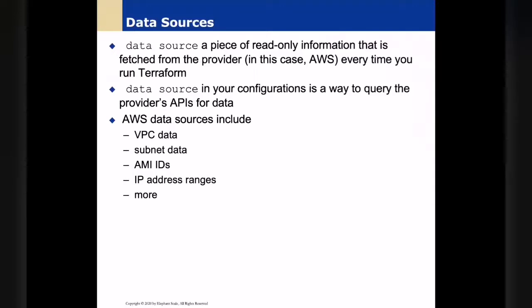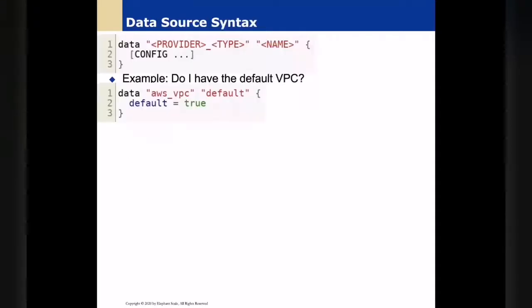So what is the data sources? That is something that AWS will give you every time that you run Terraform. So the data sources is your way of querying the API. You will get the VPC data, the subnet data, the AMIs that are available, and the ranges, and so on. In other words, that's something that we will see in the dashboard, but given to us in the resources. So here's an example. That is how you will get the data, and that's how you will provide the VPC.